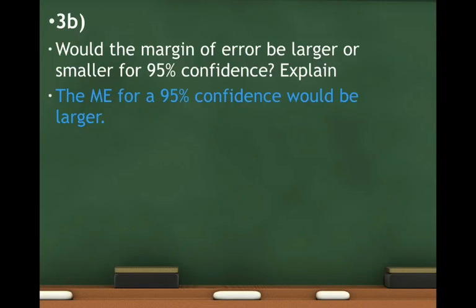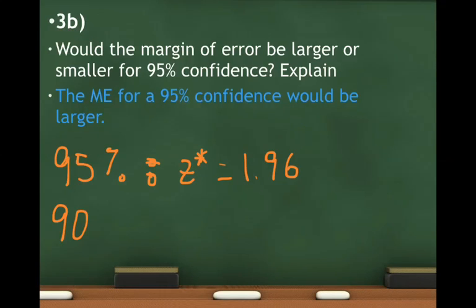Think about this when we look at our critical values. When we look at 95%, the critical value, z star, is 1.96. For 90%, your critical value is 1.645. Remember, each time you go up in your confidence level, the wider your confidence intervals are going to be. Your critical values are getting bigger as well. And so 95%, its margin of error will be larger than a 90% confidence interval.